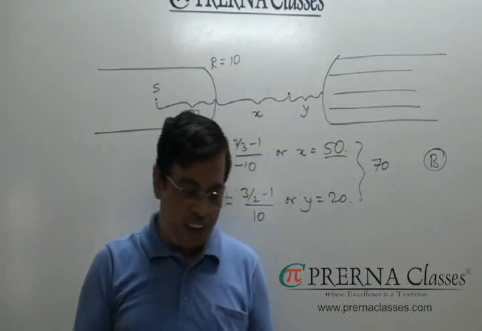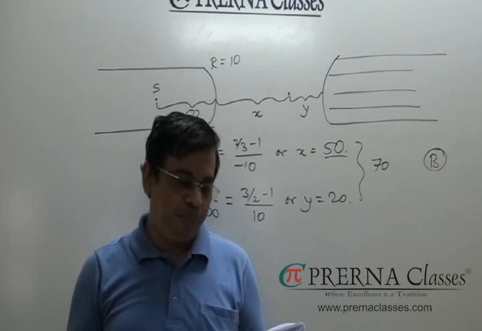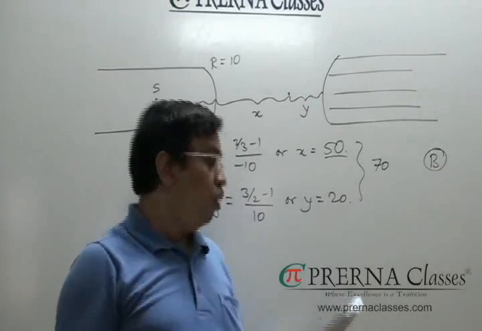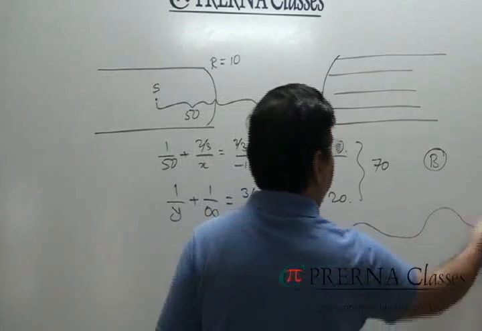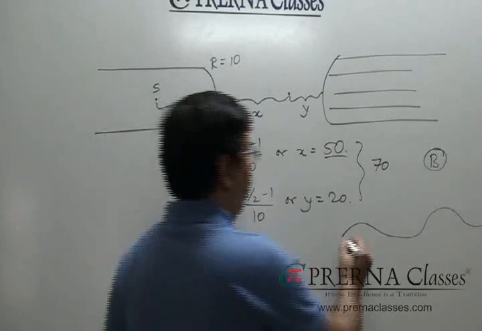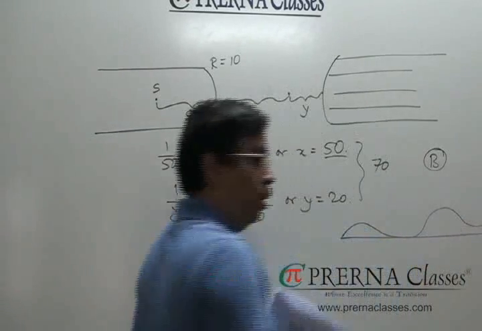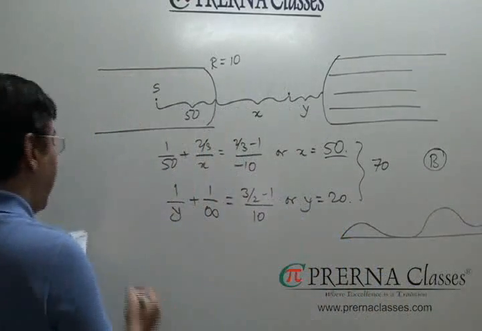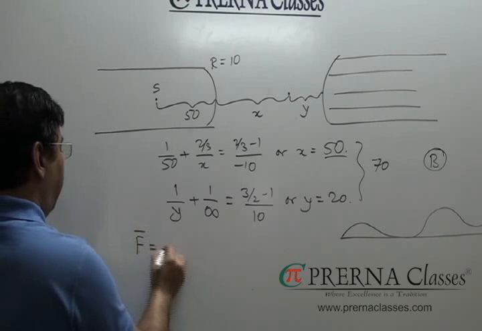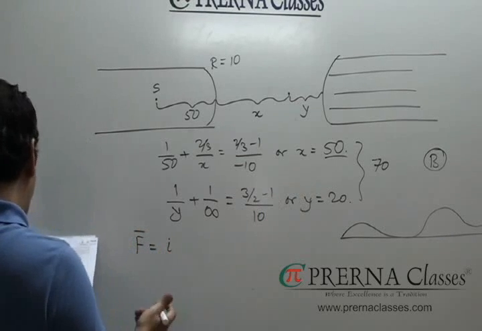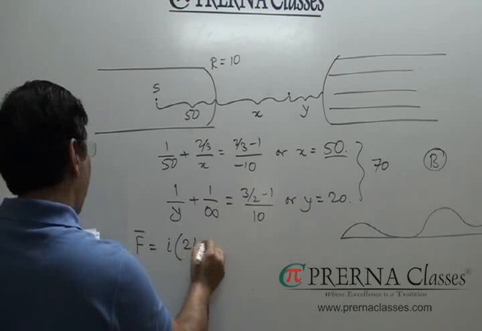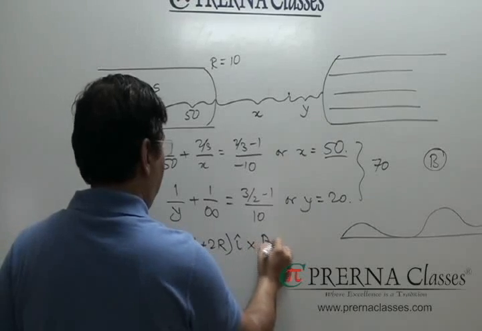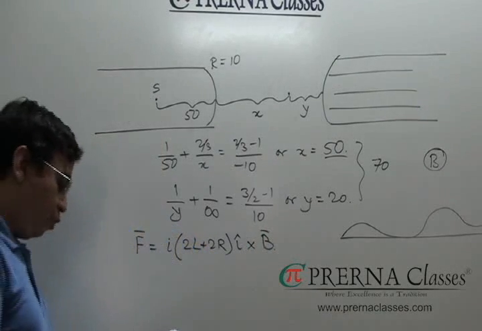The last question in this section dealt with a conductor given a shape comprising of certain line segments and arcs. We know that for any arbitrarily shaped conductor placed in a uniform magnetic field, the force simply depends on the distance between the two endpoints. In other words, I can say that the force is going to be given by I, the length of that which is going to be 2L plus 2R along the I vector cross B. That is the expression that we'll have for the force.